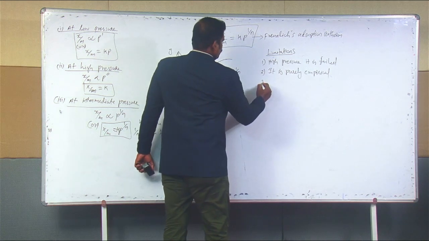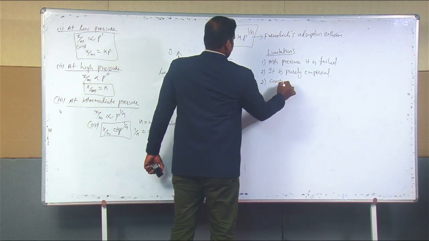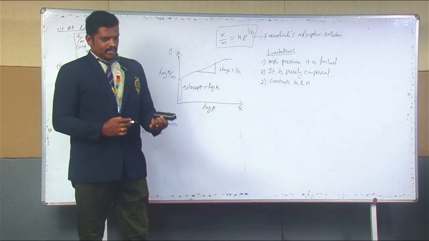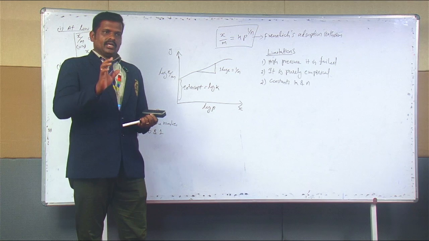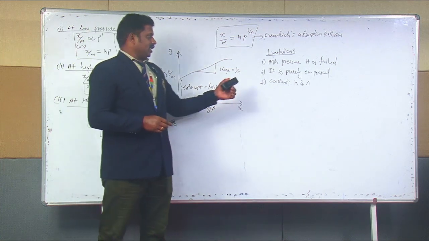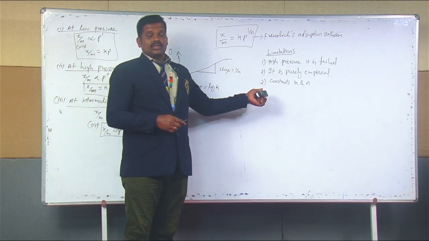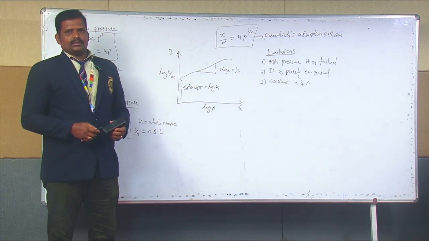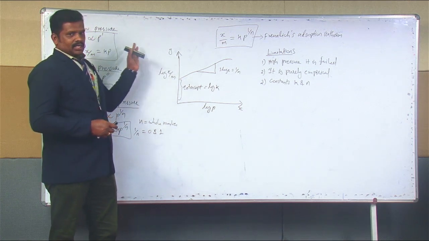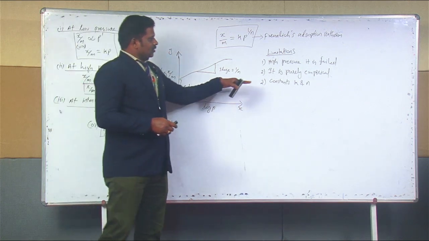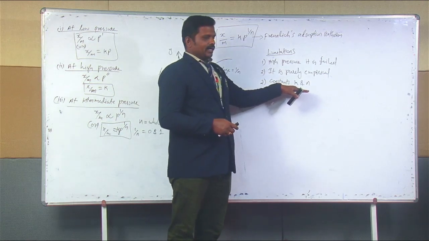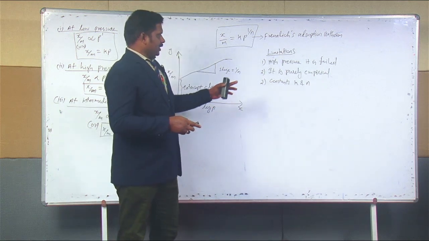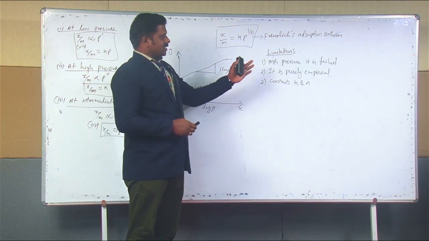And then third, the constants K and n are temperature dependent. They vary with the temperature. If you alter the temperature, it affects the constant values K and n. That's why the adsorption isotherm is studied at a constant temperature, so it depends only on pressure, not temperature.